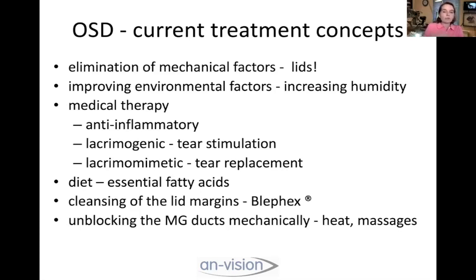You can use essential fatty acids in your diet, and you can clean the margins with different devices. I'll show you this one. You can unblock the meibomian gland ducts on a regular basis or just once, depending on what is needed. You can use heat and massage. It's very intensively used in human ophthalmology, and we do that also, or we recommend it in dogs. So there's more to come.